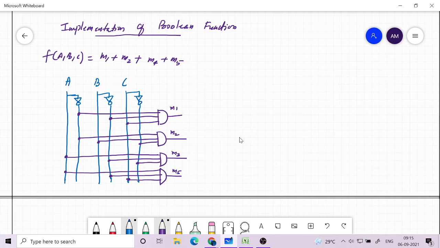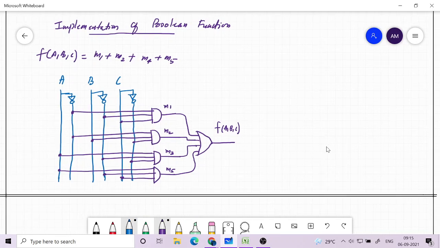Now what we have to do is use an OR gate to combine these. It's a 4 input OR gate, so that will give our f of A, B, C. So this particular function can be implemented in this manner.